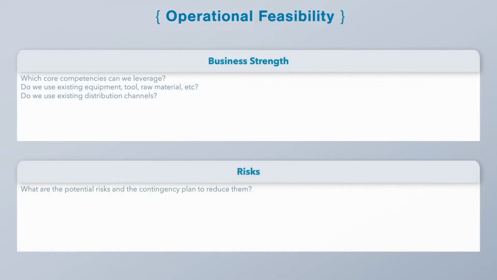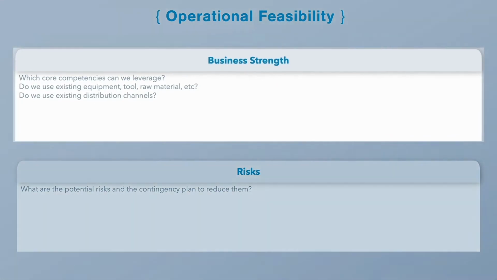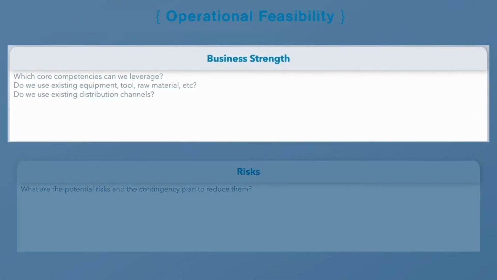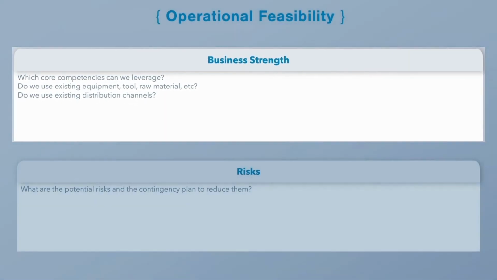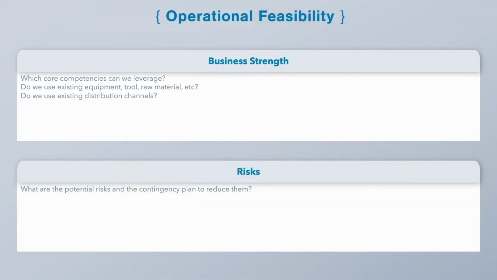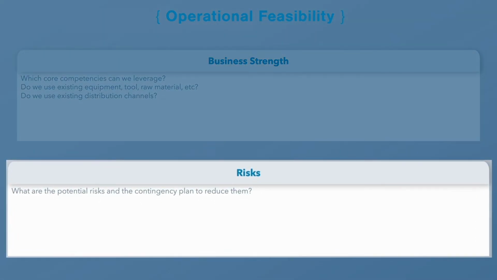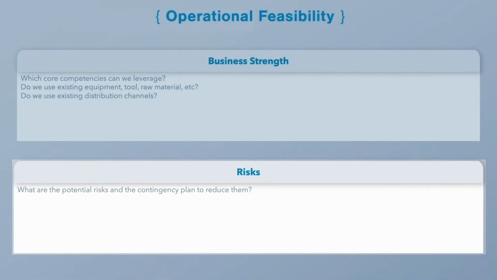The operational feasibility aims to convince that it will be feasible to produce and deliver such innovation when it is launched. The first box details how current business strengths and core competencies are leveraged. Then the idea is to make use of existing equipment, tools, raw material, etc. This way the organization can gain economies of scale and build on its current knowledge and business network, such as using existing suppliers and distribution channels. The last box relates to potential risks and the contingency plan to reduce them.